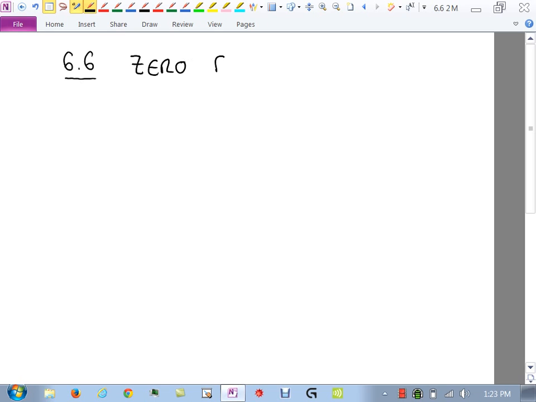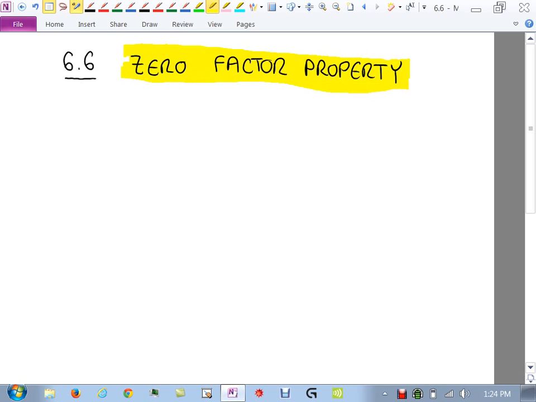Zero factor property. All right, we are going to discuss what is called the zero factor property. This is an extremely important property in mathematics, in all mathematics, not just this class, moving along throughout any math class you take in the future. This property is used everywhere, all right? Here's what it says.